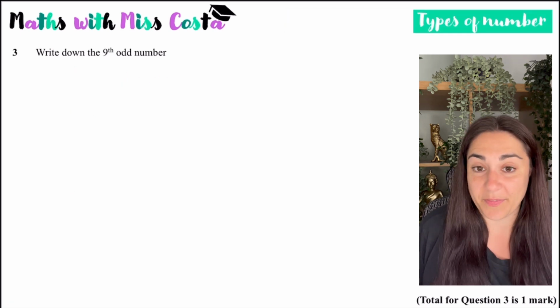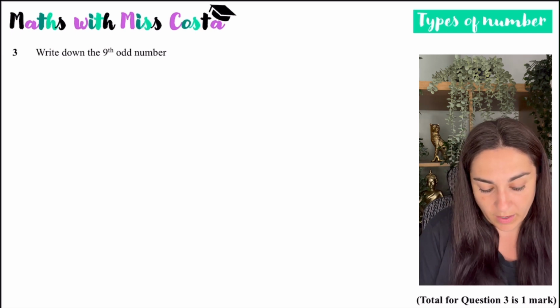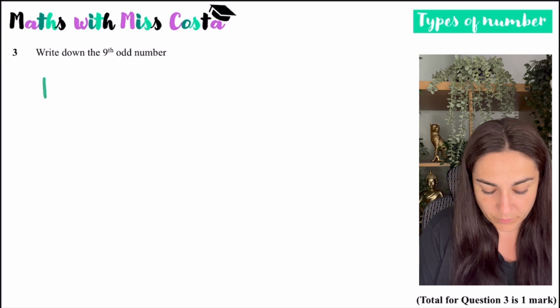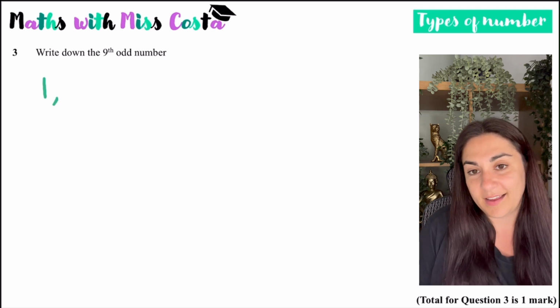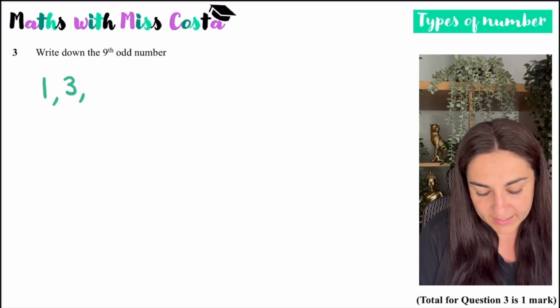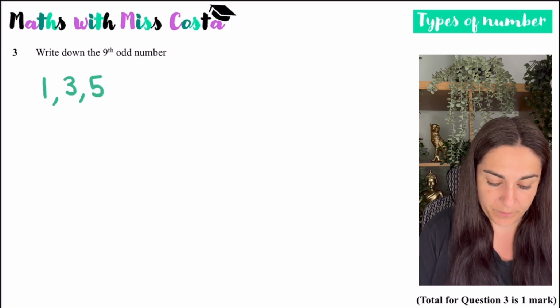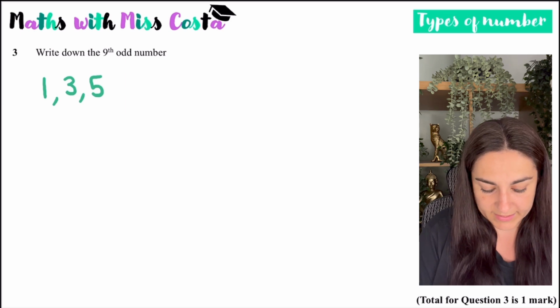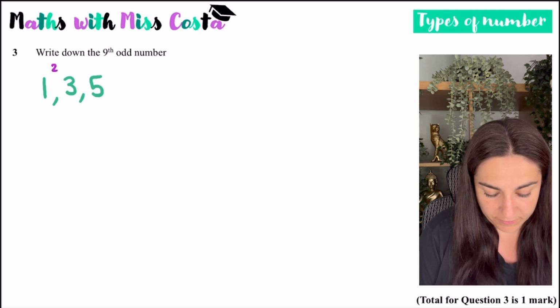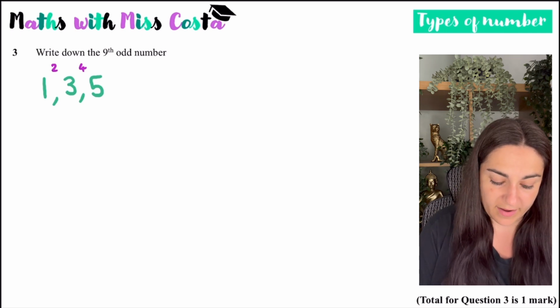Next, we're asked to write down the 9th odd number. So our first odd number would be 1. Our next number is 2. That's not odd, so the next odd number would be 3. So odd numbers are literally every other number if you start from 1. So you've got 1, you'd have 2, which is your even, you'd have 4, but I'm missing them because odd numbers are every other number.